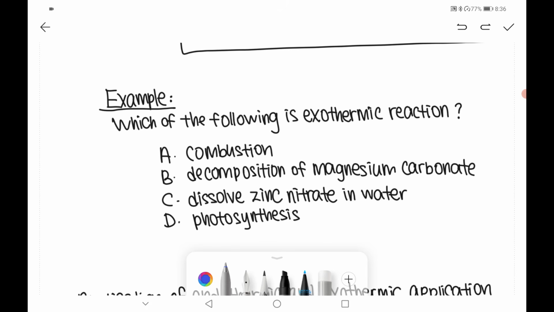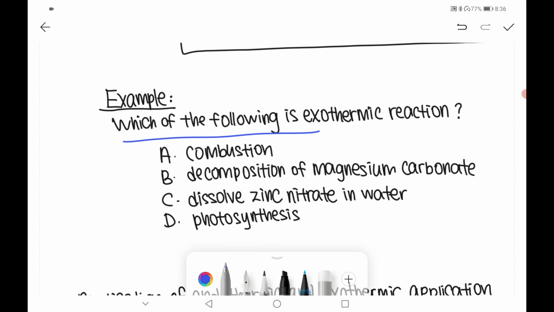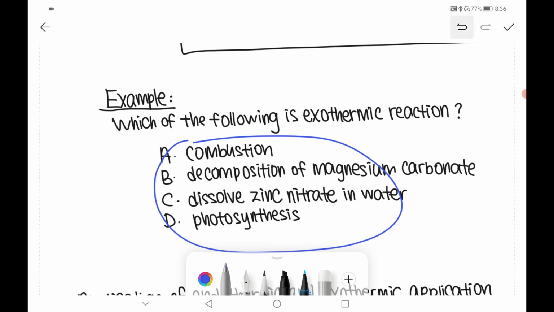I said just now, if they want to ask you the examples for endothermic and exothermic, they always ask you in objective questions, objective A, B, C, D. So let's look at this question. Which of the following is exothermic reaction? Which of the following here is exothermic reaction?